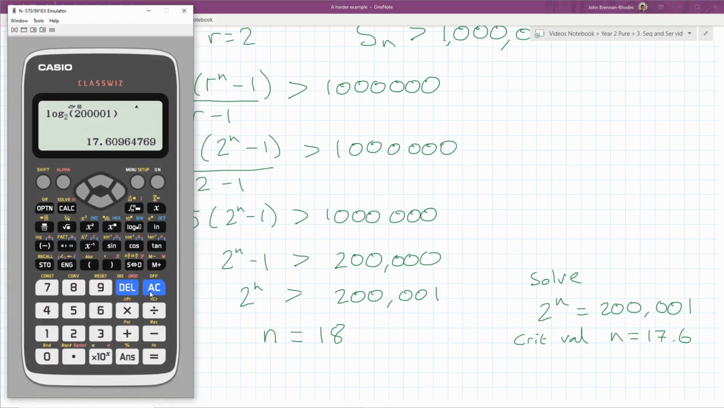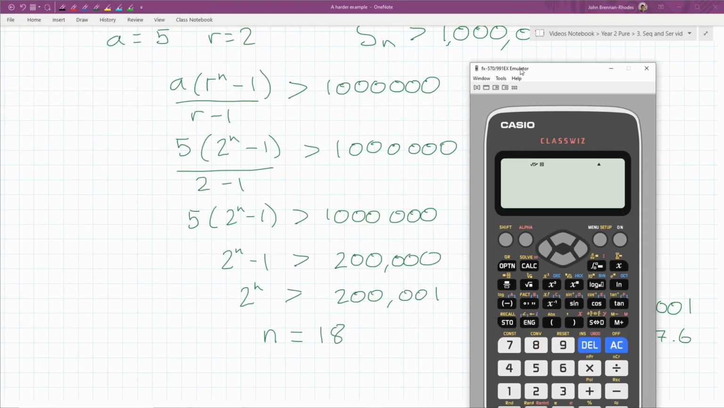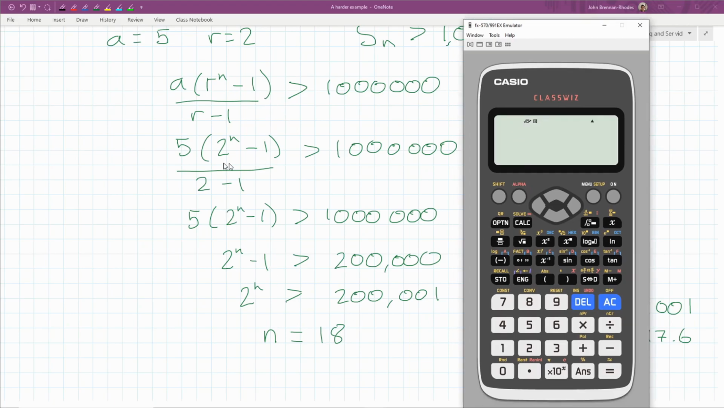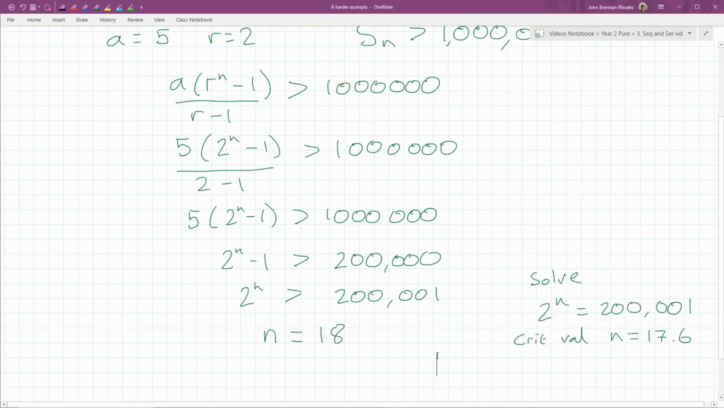Okay, and we can check this. If I was to do the sum of the first 17 terms, I should get that it is less than it. So let's do the formula: 5, open brackets, 2 to the power of 17 minus 1, over 1. That should not be big enough, and indeed it is too small. And if I go back and change this to an 18, it is over 1 million, so we are correct.